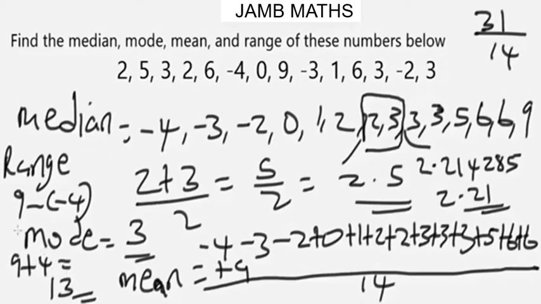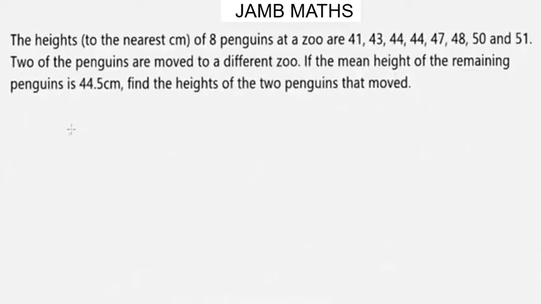Now let's try to look at a trickier question under this concept. All right, before I give you guys a practice question, you do by yourself. Let's write this. Okay, guys. Now let's look at this trickier question. It says the height to the nearest cm of 8 penguins at a zoo are 41, 43, 44, 44, 47, 48, 50, and 51. Now, 2 of the penguins are moved to a different zoo. Okay, if the mean height of the remaining penguins is 44.5 cm, find the height of the 2 penguins that moved. Okay, now this is an interesting question.